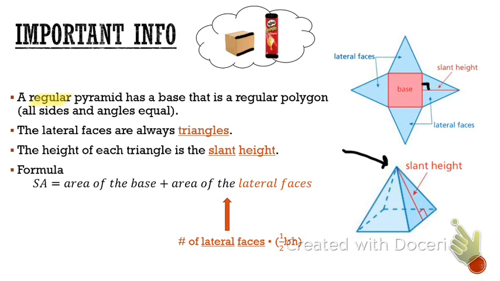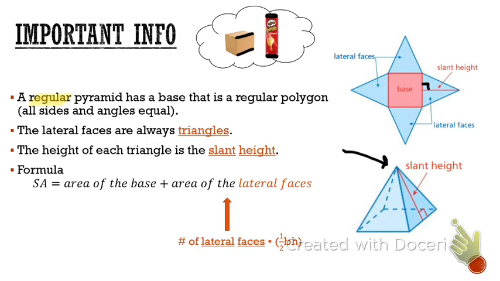Something that I always love to have is a formula because it helps you just to be able to find the answers a little bit better. Unfortunately, the formula for a pyramid is kind of weird. You can see it here. It says the surface area is the area of the base. Remember, there's only going to be one base, plus the area of the lateral faces.